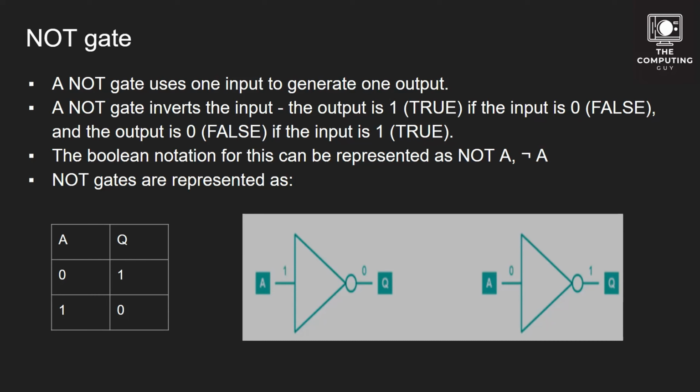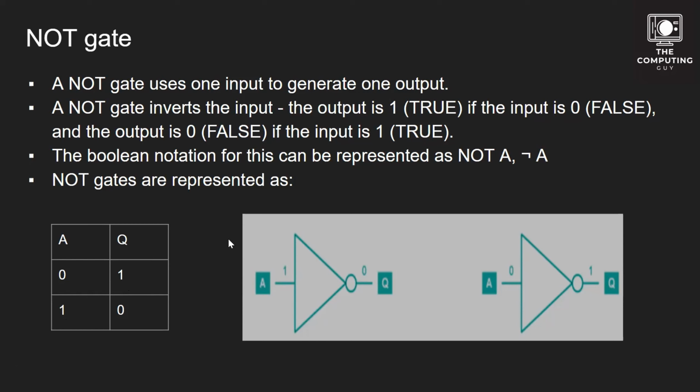So as we can see from the diagram, when A is on, that means Q will be off because it's inverting it. And when A is off, Q is on. Very simple truth table here also, because we only need one input. When A is off, Q is on. When A is on, Q is off.